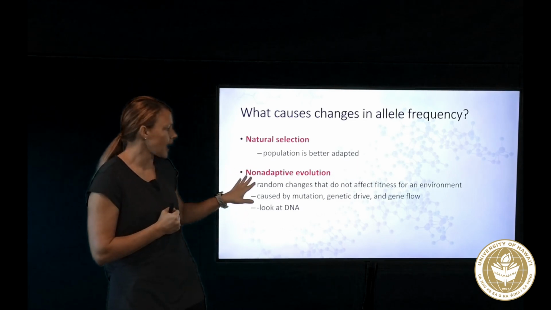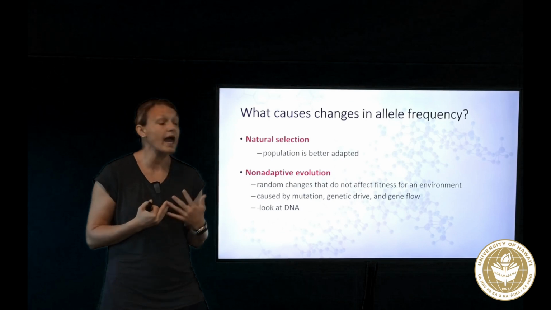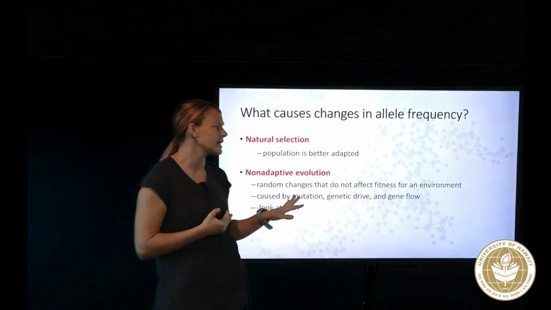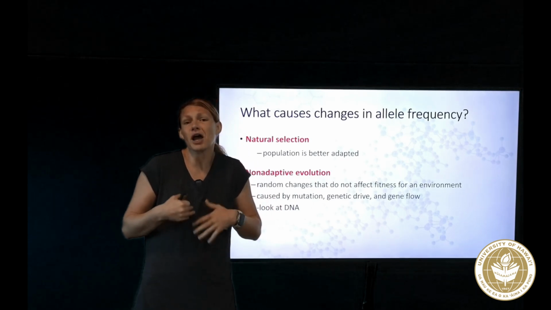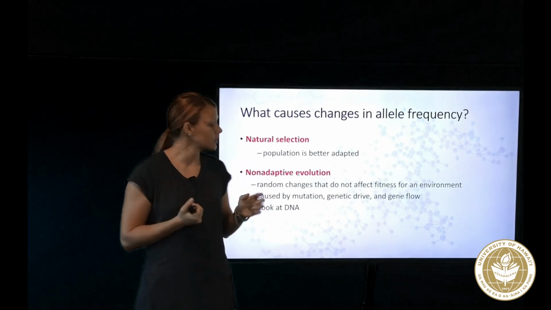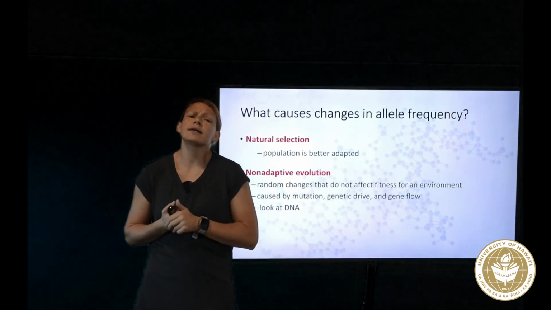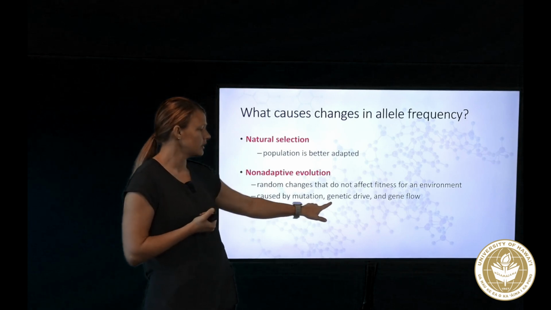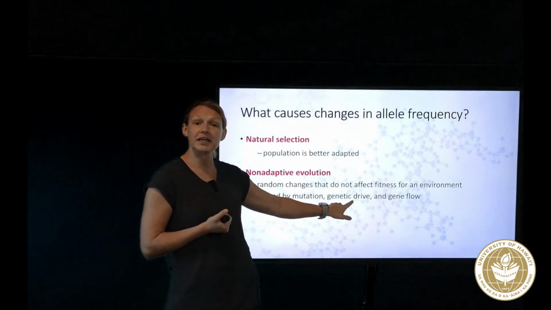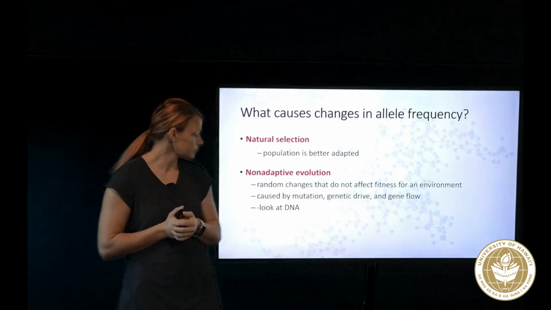So non-adaptive evolution is where things don't really make as much sense. We have these random changes that do not really affect the fitness for an environment. So we're not really adapting to the environment, which is why we call it non-adaptive. These can be caused by various things. So by mutation, and this should say not genetic drive, but genetic drift, and gene flow.